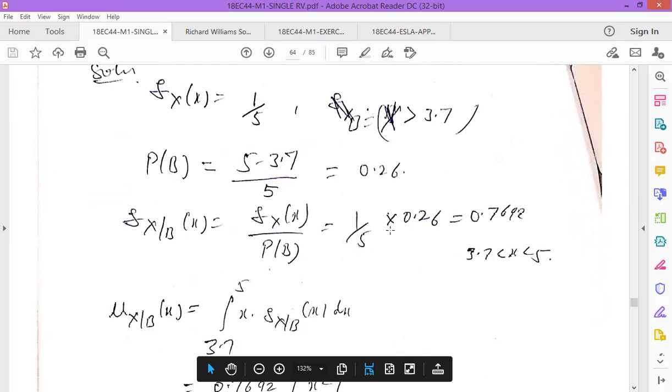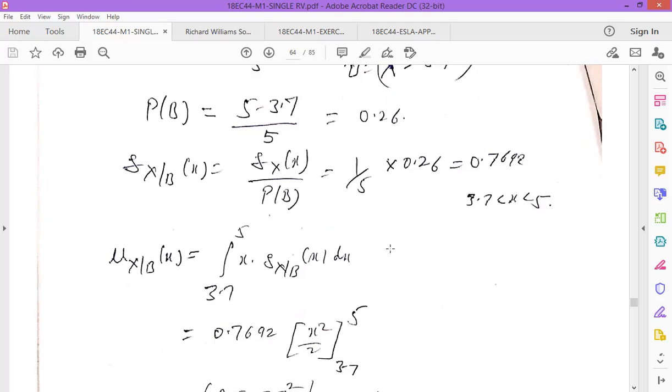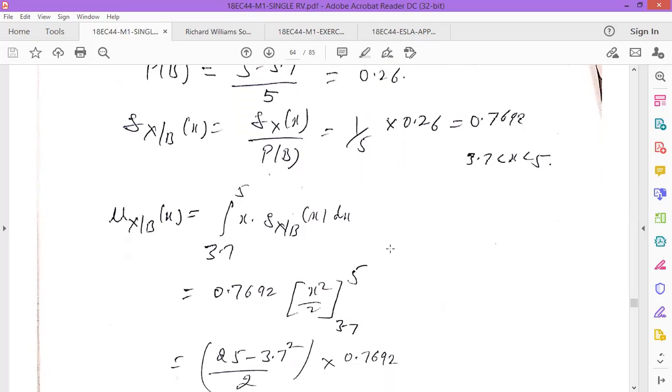Once you get this probability of b and fx of x, next you can go for calculating the conditioned PDF fx by b of x as fx of x divided by p of b. So here fx of x is 1 by 5 and p of b is 0.26. Here it is not multiplied, it has to be divided. So here 1 by 5 into 0.26, it will be equal to 0.762. So whatever I wrote as multiplication, this 0.26 has to come to the denominator. So that is written wrongly. So you just make the correction for that.